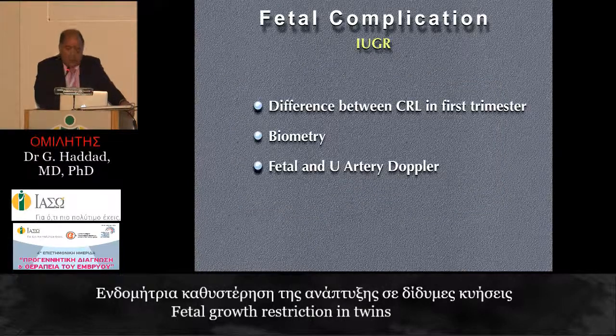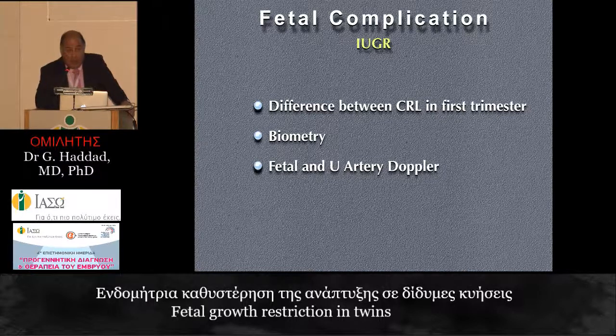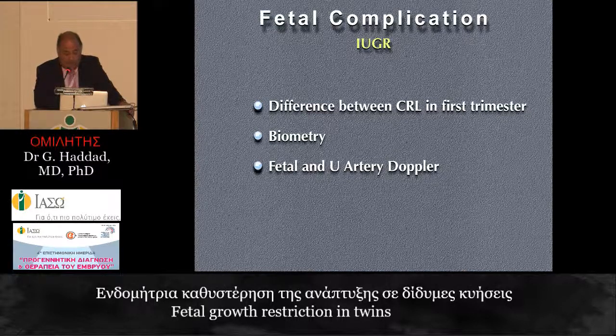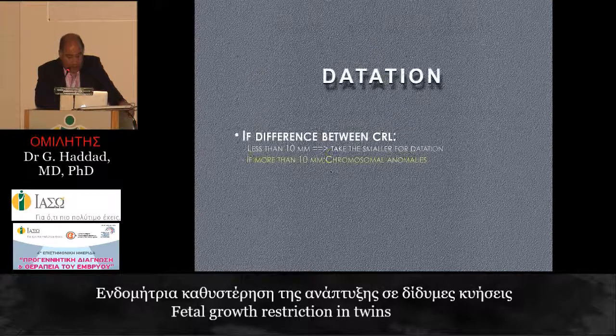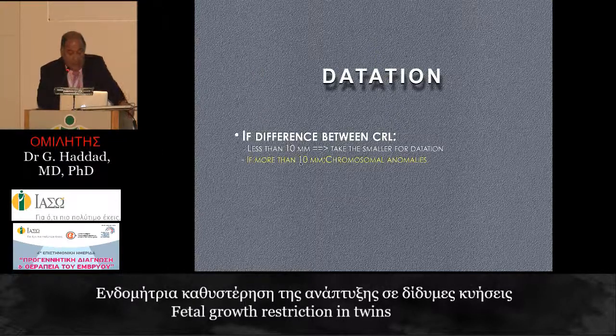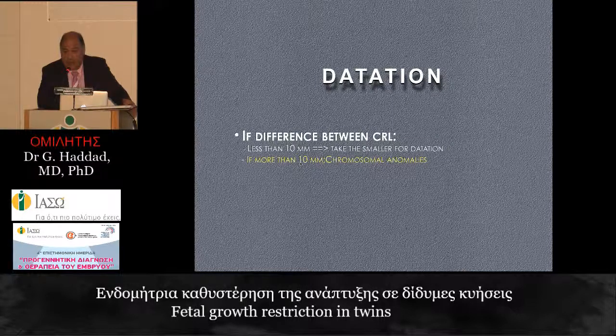So let us speak about IUGR. The IUGR can be in the first trimester of a twin pregnancy. We can have a difference between the CRL, between the 2 twins, or the biometry in second and third trimester, and we will use a lot of Doppler to understand what's happening. So the dating, if the difference in CRL is less than 10 millimeters, no problem for the gestational age to calculate the beginning of pregnancy. You always take the smaller one.